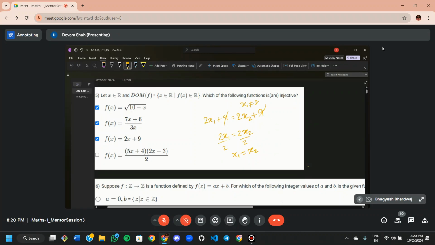We assumed x1 should not be equal to x2. Yes, right? But we got this. So this is 1-1. That's why it's correct.